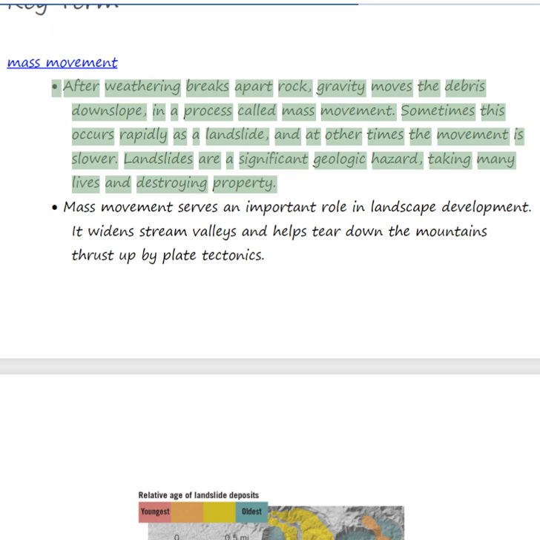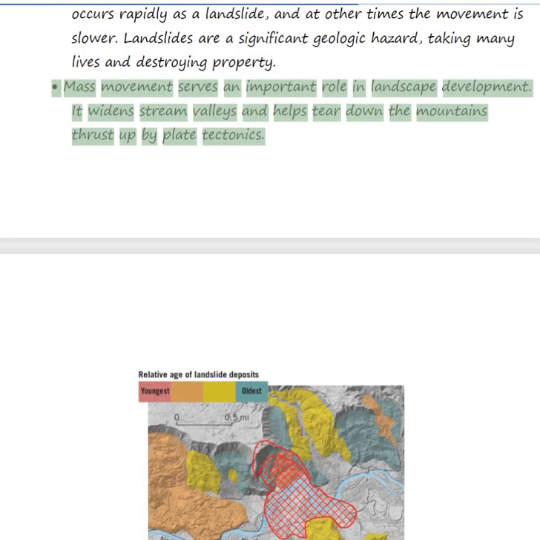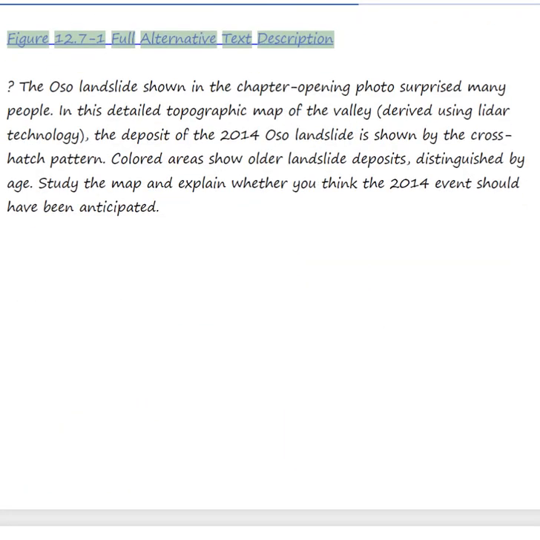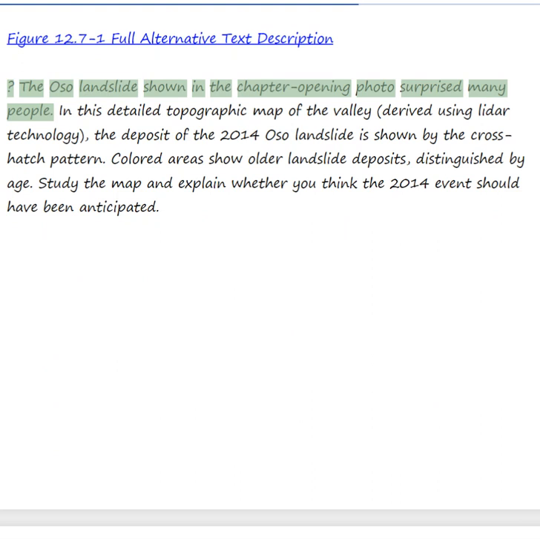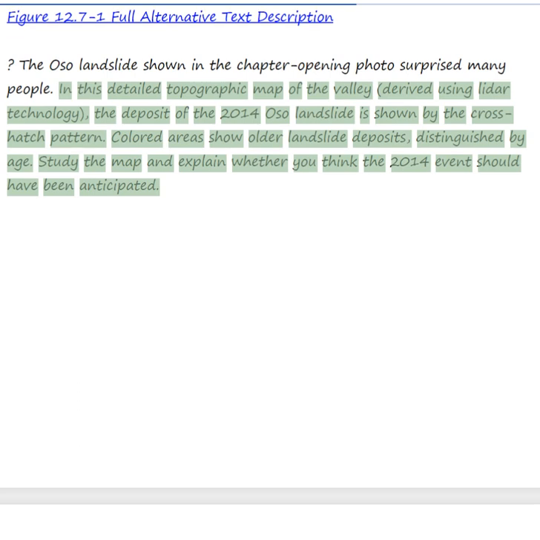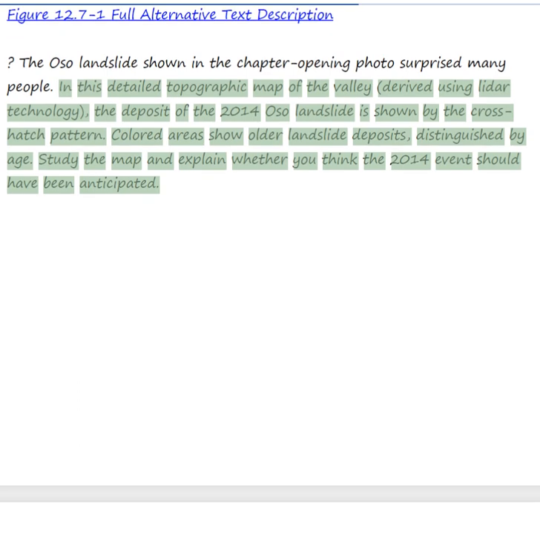Landslides are a significant geologic hazard, taking many lives and destroying property. Mass movement serves an important role in landscape development. It widens stream valleys and helps tear down the mountains thrust up by plate tectonics. Figure 12.7, full alternative text description. The Oso landslide shown in the chapter opening photo surprised many people. In this detailed topographic map of the valley, the deposit of the 2014 Oso landslide is shown by the crosshatch pattern. Colored areas show older landslide deposits, distinguished by age. Study the map and explain whether you think the 2014 event should have been anticipated.